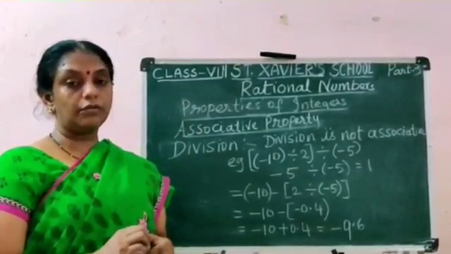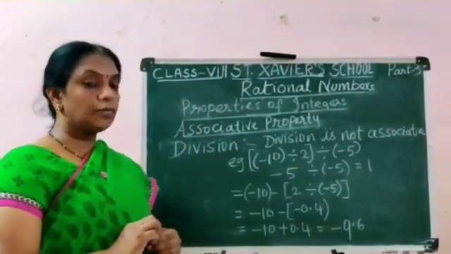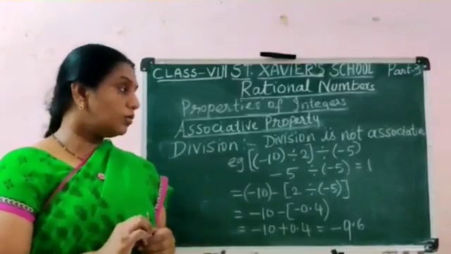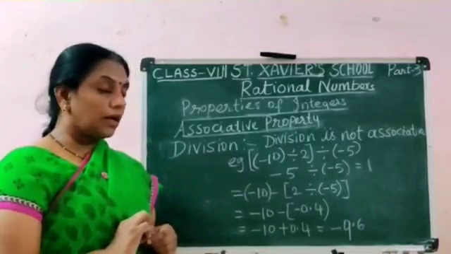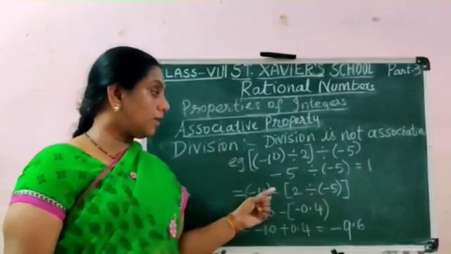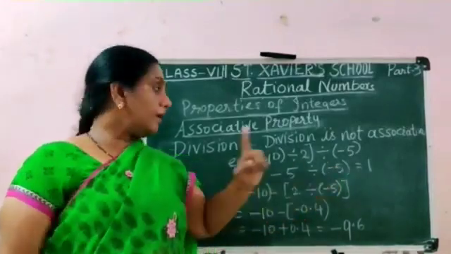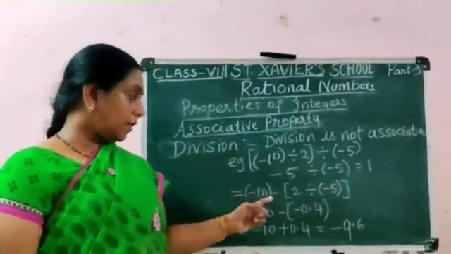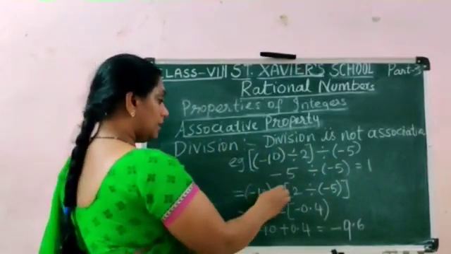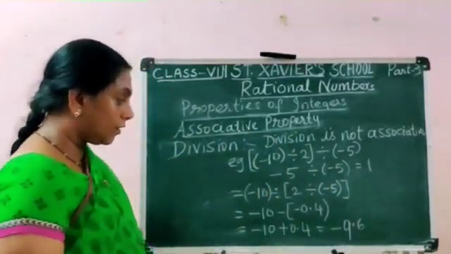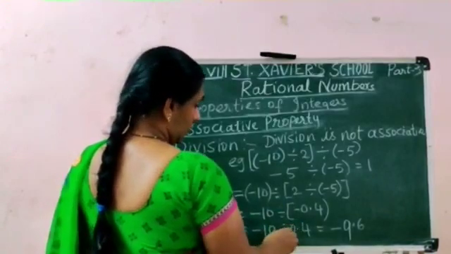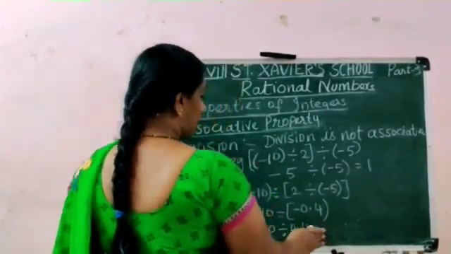Now division of integers, associative property. So division is not associative. Example is minus 10 divided by 2 divided by minus 5. 10 and 2 is combined. So minus 10 divided by 2 will become minus 5. Minus 5 divided by minus 5 will become 1. The other side minus 10 divided by, this will become divide, so divided by 2 divided by minus 5 it will become 10 divided by 0.4. So again it is going to be a decimal, therefore it is not associative.